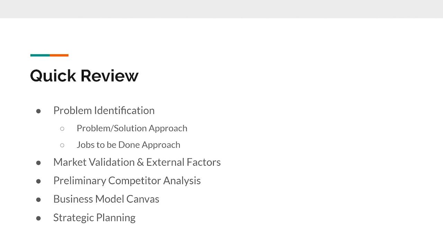We talked about market validation and external factors, thinking about whether or not there are going to be paying customers in your market, thinking about how you're going to get started, who is your beachhead, are they well connected, are they well funded. We talked about preliminary competitor analysis, looking at what their offerings are, are they good, in what ways, and how are you going to be better. We talked about the business model canvas at length and all the different components. At the end of the day, it's a concise way of presenting what it is that you as a company do. And finally, we touched on strategic planning, which is just the process of identifying your objectives and figuring out how you're going to execute on them.